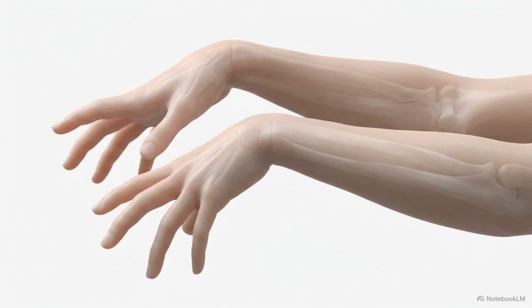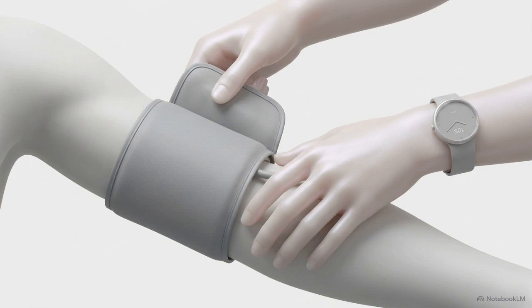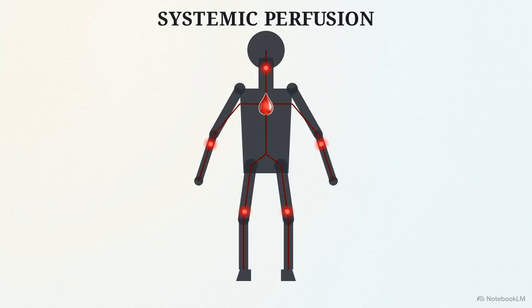To stabilize a patient showing these signs, clinicians follow this emergency management approach, the ABCs. We start by securing the airway, ensuring a clear path for gas. Then we assess breathing by measuring respiratory rate and calculating oxygen saturation with a pulse oximeter. Next is circulation, where we check heart rate, blood pressure, and look for systemic signs of shock to confirm the blood is actually moving through the system to deliver the oxygen.